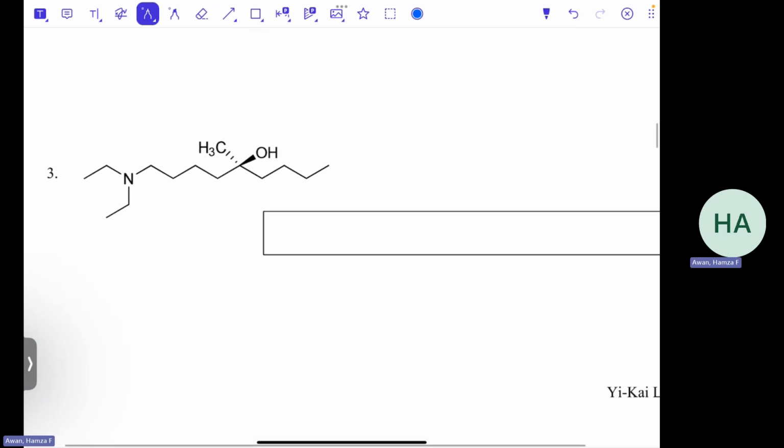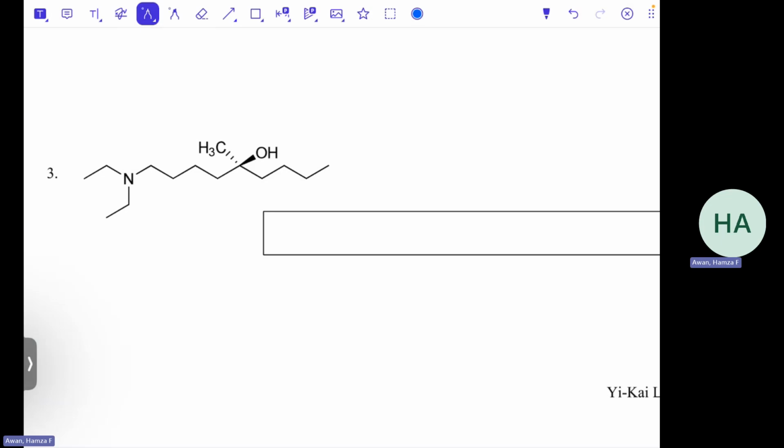So in this one, we have two candidates for our parent chain. We have the N and we have the OH. In this one, the OH is going to take priority over the amine. So the alcohol has a higher priority than the amine. So we're going to start by trying to put the alcohol into the parent.